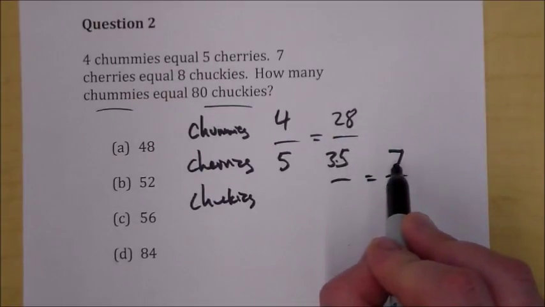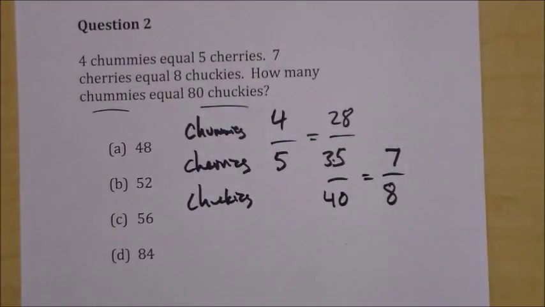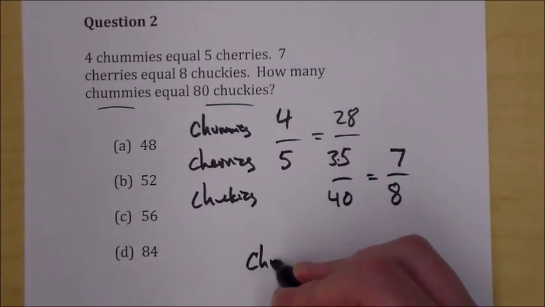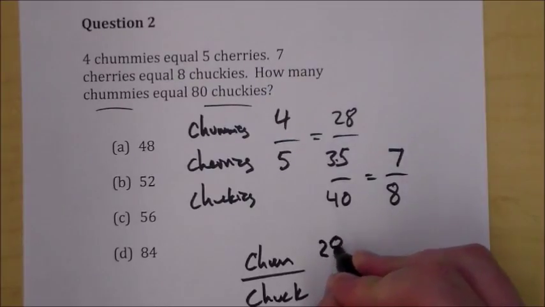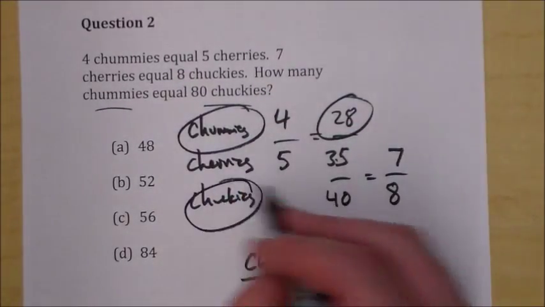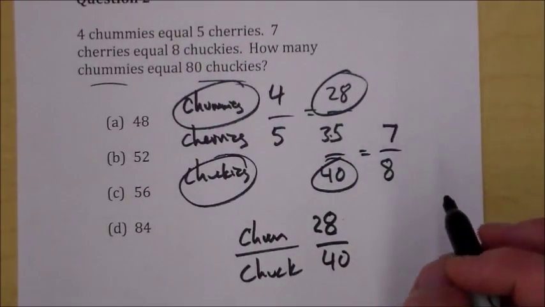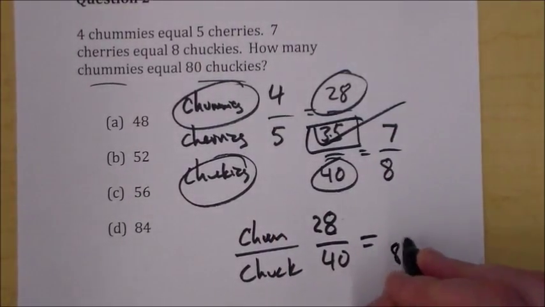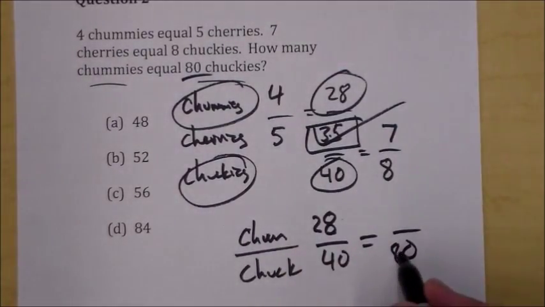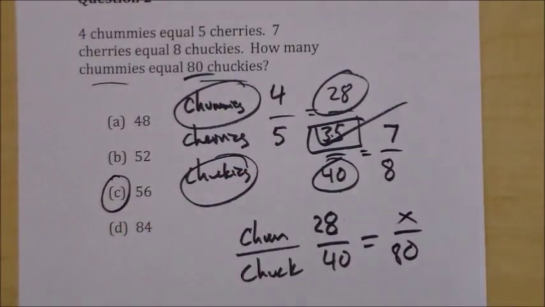Well, here's a nice little proportion. 7 times 5 gets you 35. 8 times 5 gets you 40. And all of a sudden you have that all-important chum to chuck knowledge. You have 28 chummies is to 40 chuckies, because they both equal 35 cherries. So that's good legal math. You use this guy here as a bridge. Thank you, guy. Nice bridge. Good working with you. And you want to know for 80 chuckies, well, 40 times 2 gets you 80. So 28 times 2 will get you your answer, and it's 56. We're going to do more of them. You're going to get it. We're going to be good.